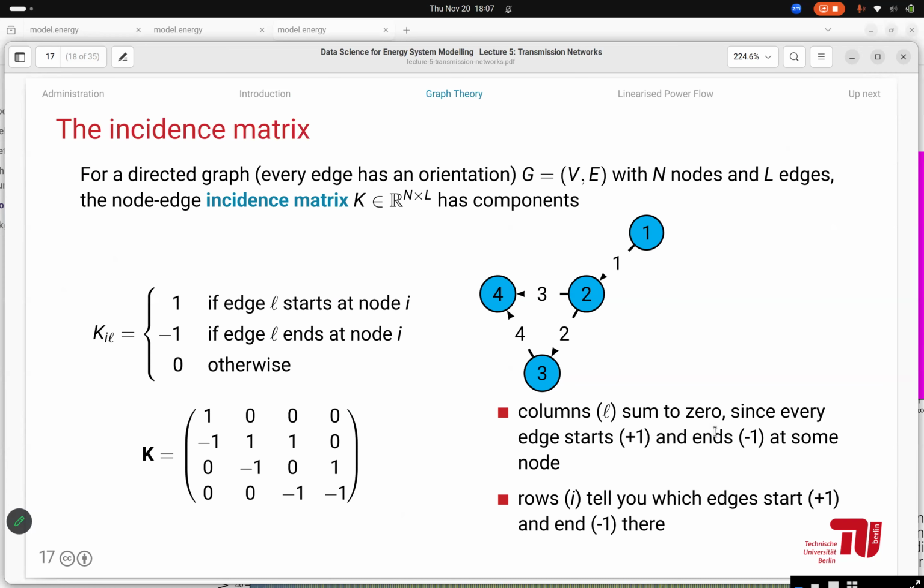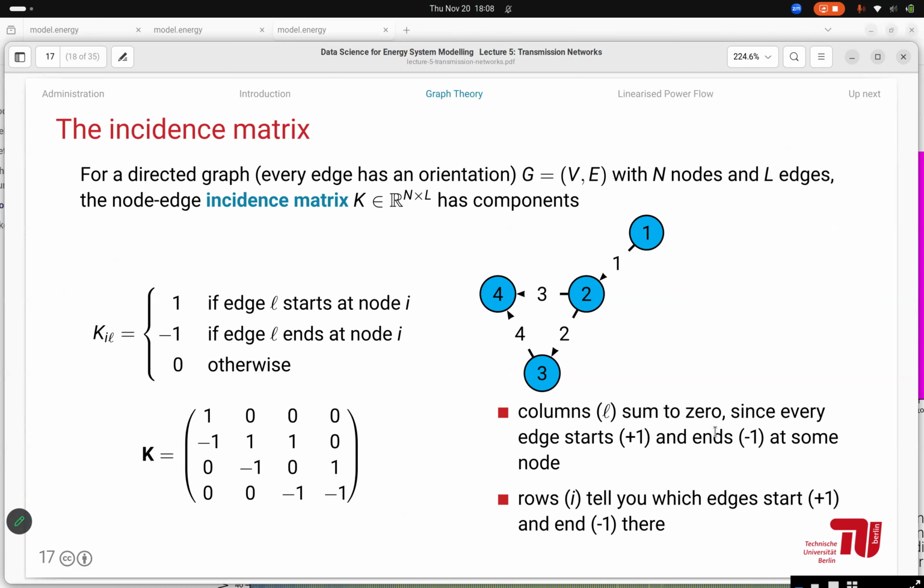Okay, another matrix that plays a role here, and that is actually the more important one for calculating the power flows later on, is that we have, say we have a directed graph, so some orientation from 1 to 2, rather than just a connection between 1 and 2.